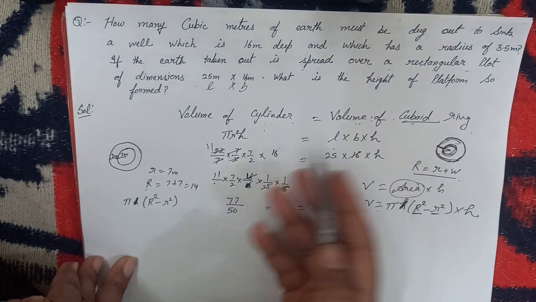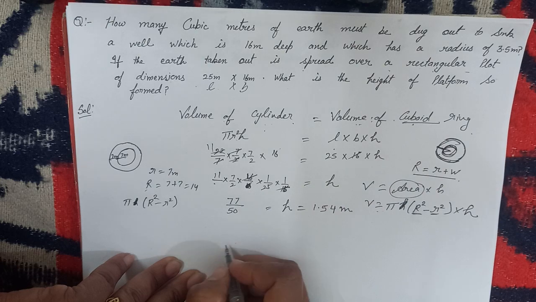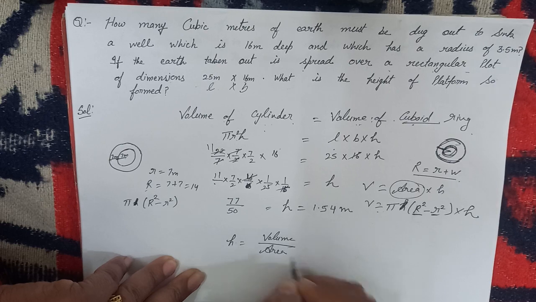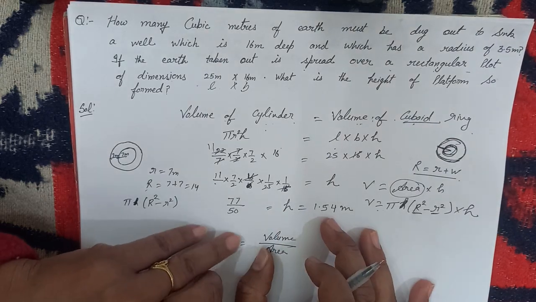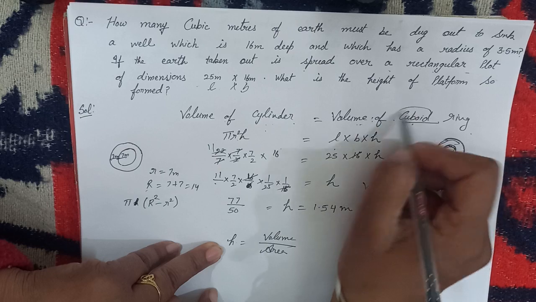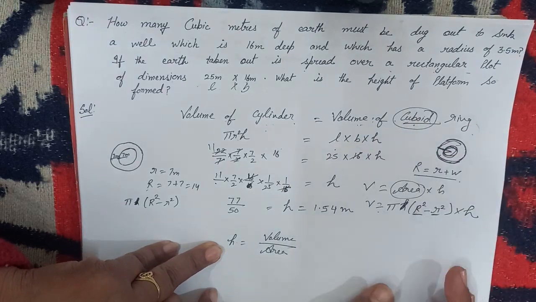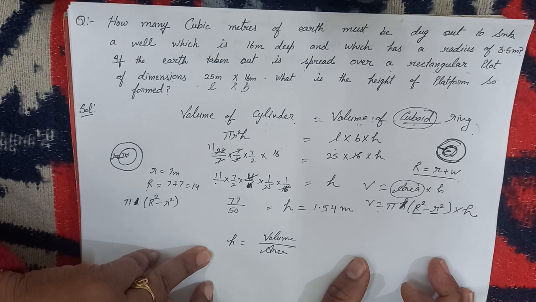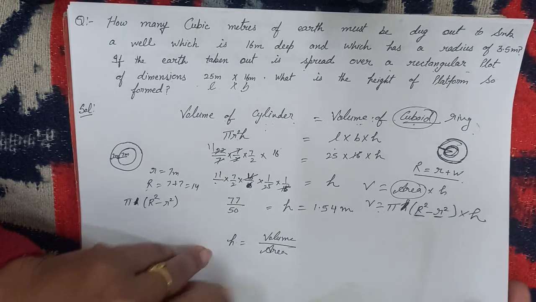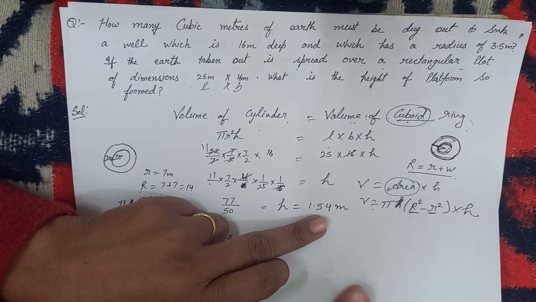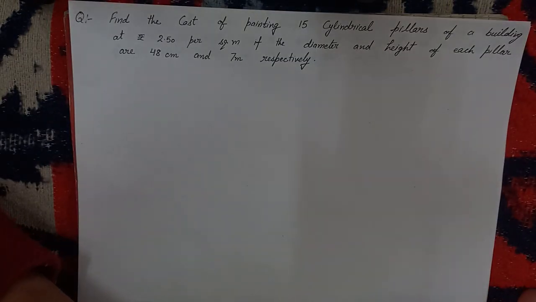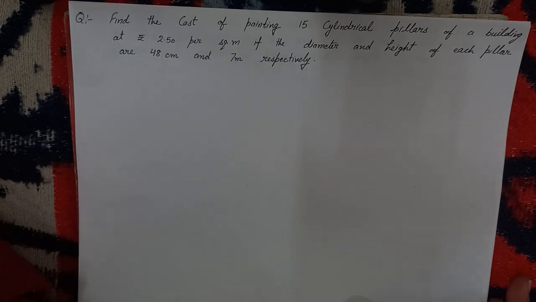So in this case the height will be equal to volume over area. Now I have solved two kinds of questions here. The first question was based on a cuboid, and this information is given on a ring. If you need more information about rings, you can tell me in the comment section and I will do that for you also. Now let's do the next one. There is one more question, based on finding the cost of painting 15 cylindrical pillars.